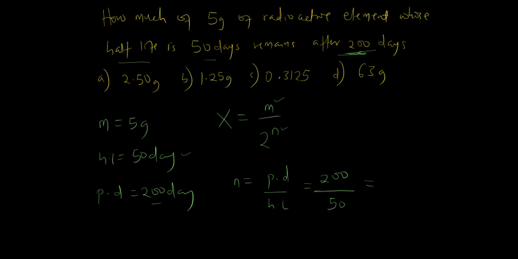So now 200 over 50 is 4, so our n is 4. So we can now substitute everything in this formula. We say x, which we are looking for, is equal to m, which is the original mass. The original mass is 5, so I say 5 all over 2, then power this 4, since our n is 4, so I say 2 power 4.